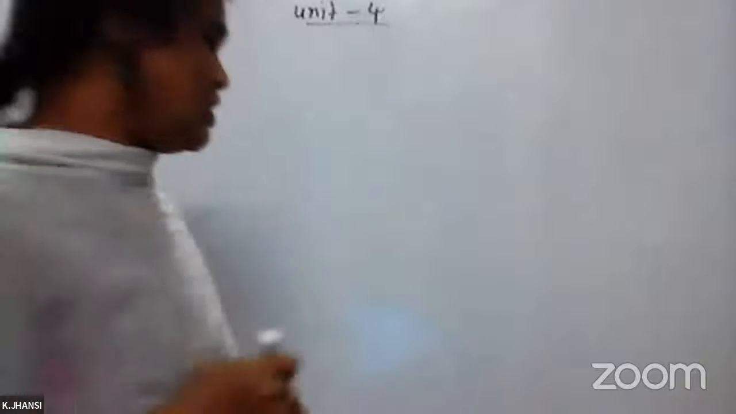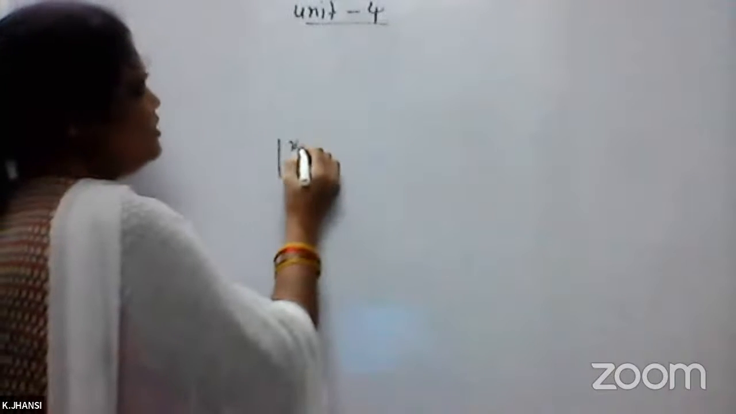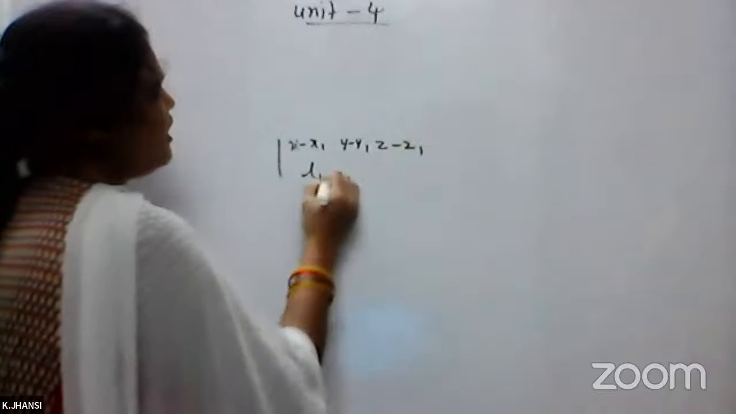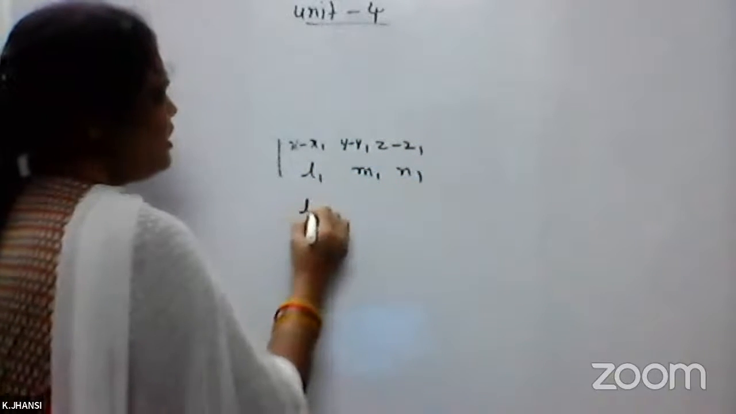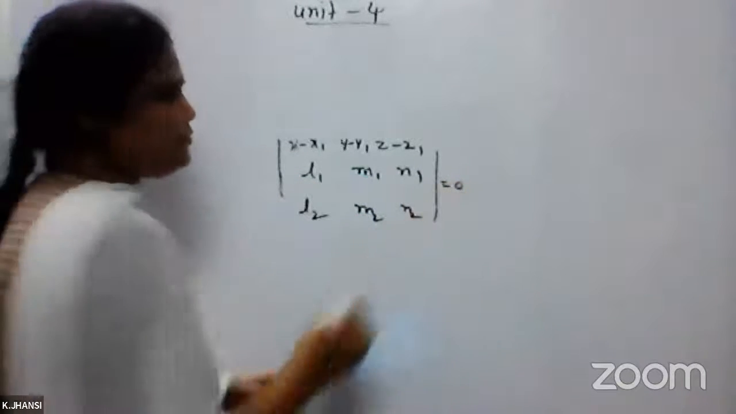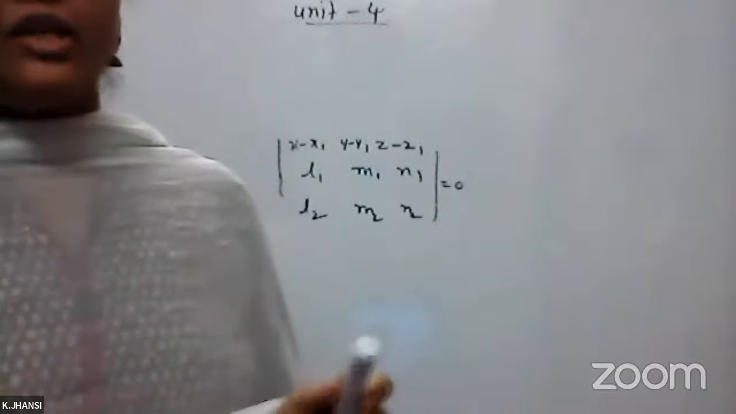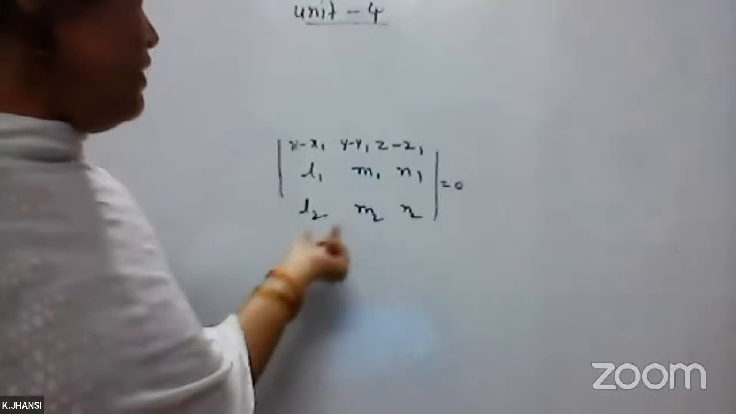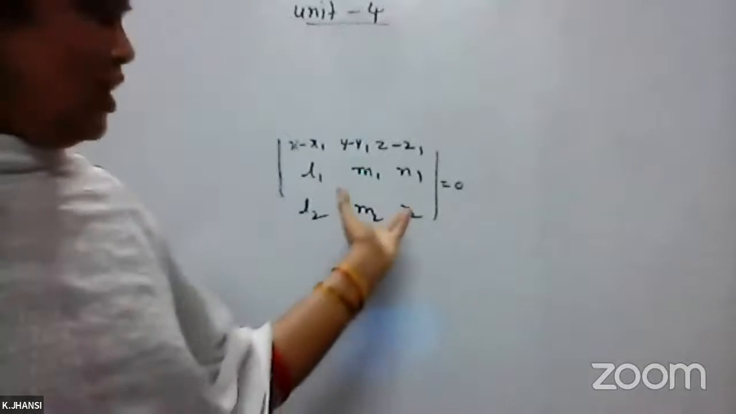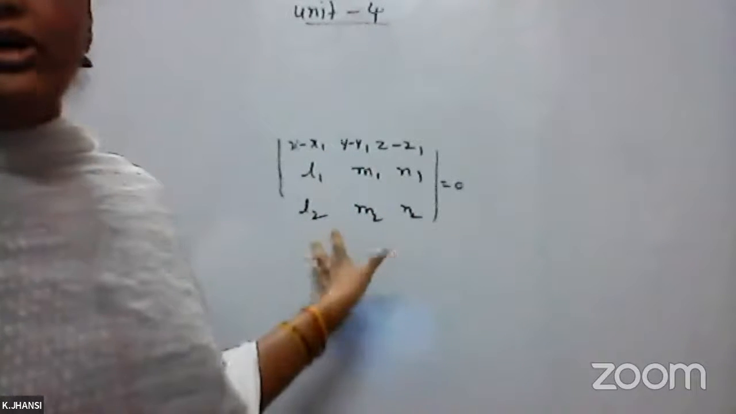To find the equation, we take the determinant of x2 minus x1, x minus x1, y minus y1, z minus z1, l1 m1 n1, l2 m2 n2. And yesterday we have seen that if two straight lines are in symmetrical form, we can easily find the condition of coplanarity or the condition of intersection, and we can easily find the equation of the plane also.